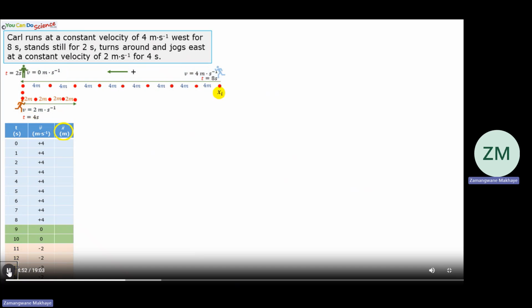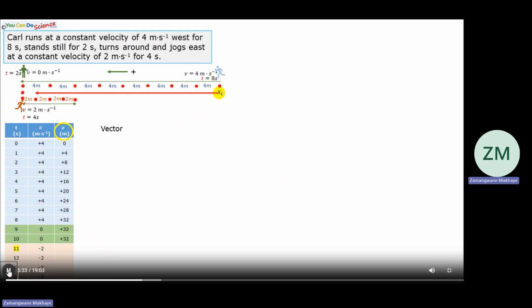The position from the starting point up to where Carl is each second can now be determined. At 0 seconds, on the reference point. 1 second plus 4 meters, plus 8 meters, plus 12 meters, plus 16 meters, plus 20 meters, plus 24 meters, plus 28 meters, plus 32 meters. 9 seconds and 10 seconds, plus 32 meters.